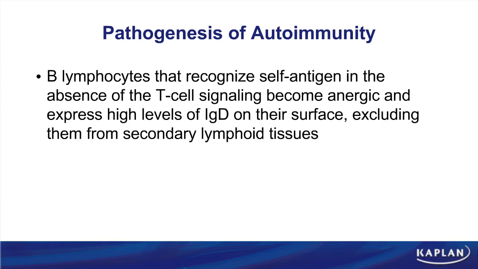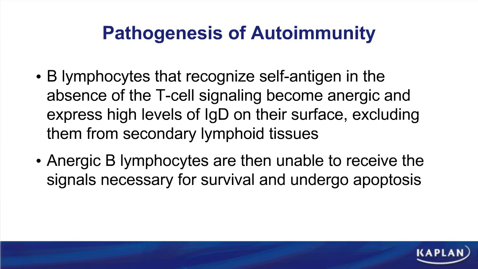All right, so we're going to take a look at B cells first. We talked a little bit about B cell selection. We know that this happens in the bone marrow during the immature B cell stage. But should cells get released into the periphery that are potentially reactive to self, in the absence of T cell signaling, they can become anergic, which of course means that they're non-functional. And these anergic B cells can express high levels of IgD on their surface, and that is one of the signals that excludes them from the secondary lymphoid tissues.